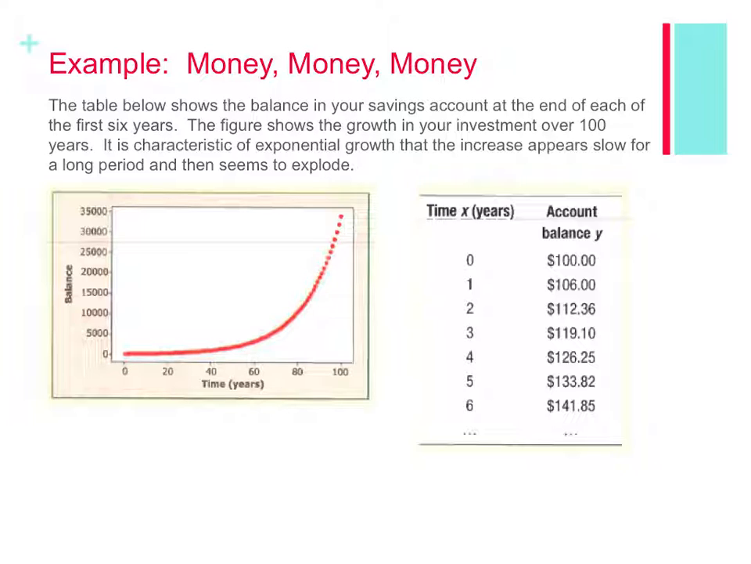Okay, so the table below shows the balance in your savings account at the end of each of the first 6 years. The figure shows the growth in your investment over 100 years. It is characteristic of exponential growth that the increase appears slow for a long period and then seems to explode. It's the difference between linear, which goes up gradually, and exponential growth, which goes gradually and then all of a sudden there's a rapid, drastic increase or decrease, depending on what it is.